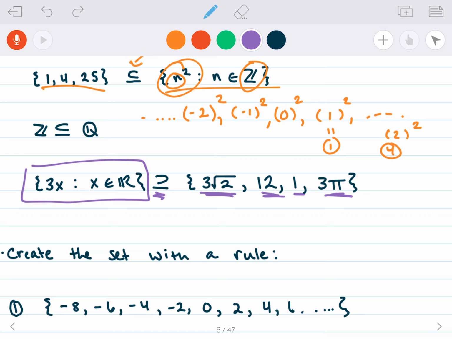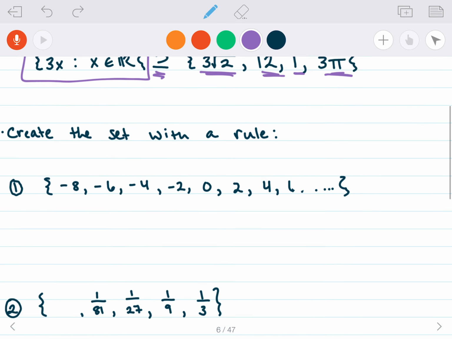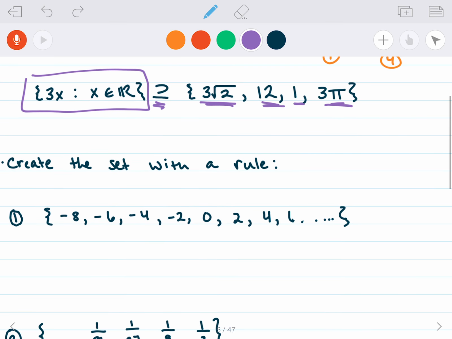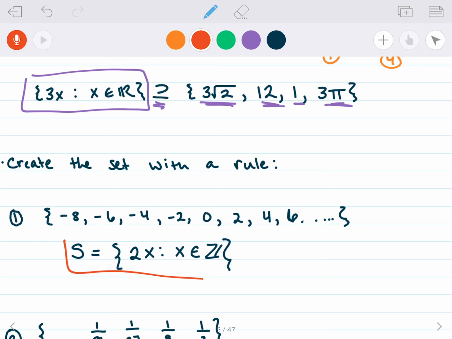Okay? So now let's create a set with a rule. This is just some practice. How can we make a set with a rule out of this? There's a couple of different ways you can look at this, but notice these are just the even integers. So you can say my set X is equal to 2x such that x is in Z. That's one way to represent my set with a rule.